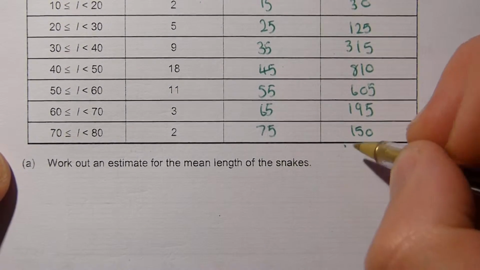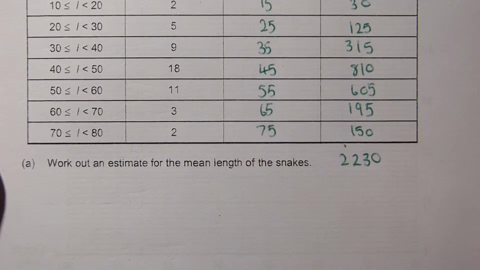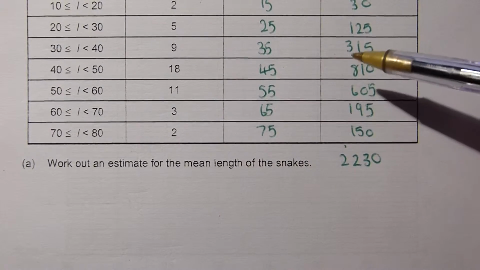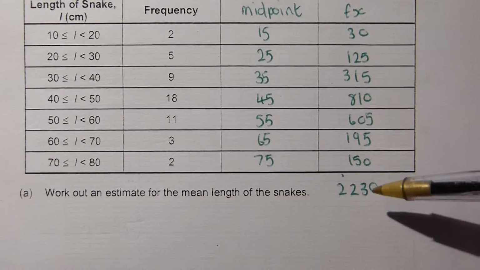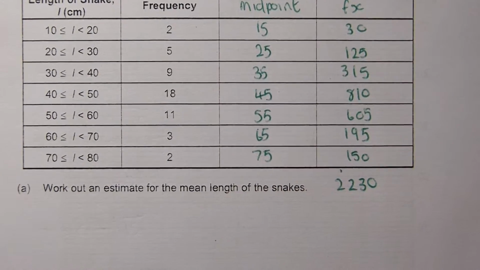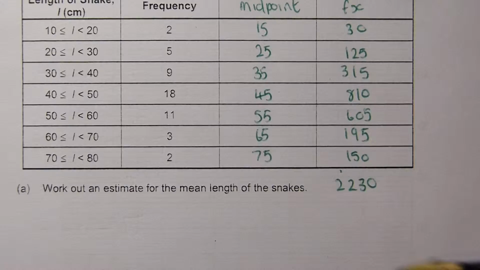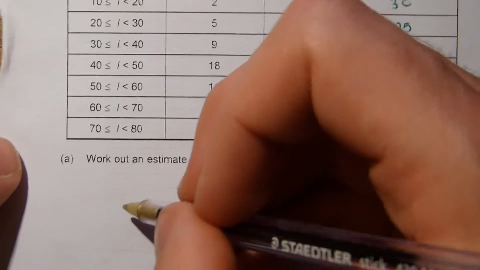Comes out as 2,230. We're going to need to divide this total by how many there were altogether, and we can get that by adding up the frequency column. 2 plus 5 plus 9 plus 18 plus 11 plus, that's 50. Final job is just to do the division.